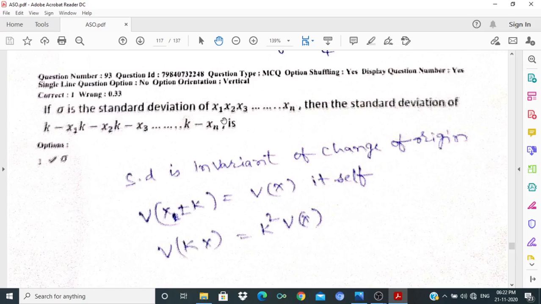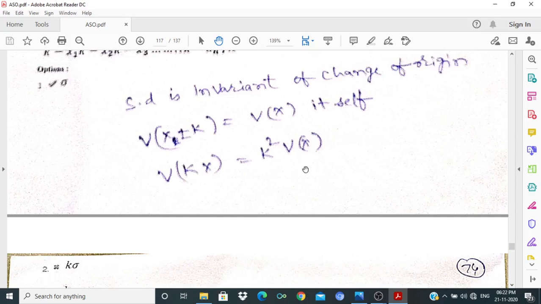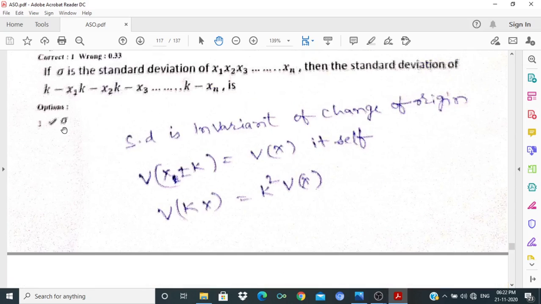If sigma is the standard deviation, the standard deviation is invariant to a change of origin. Variance of x plus or minus k is equal to variance of x itself. Variance of kx is equal to k square times variance of x. The answer is sigma.